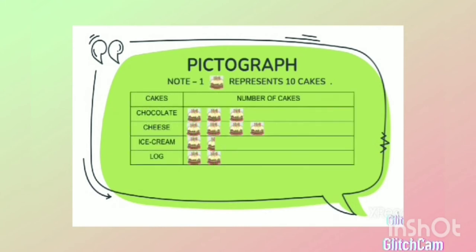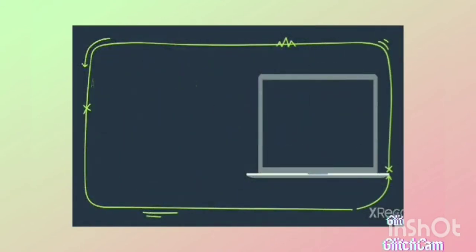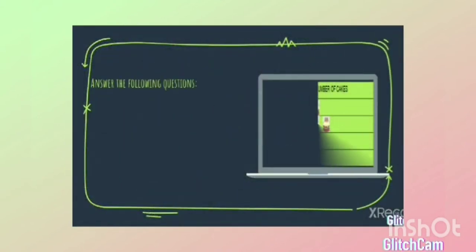Here there are 30 chocolate cakes, so we have to draw symbol of 3 cakes to represent 30 chocolate cakes. If you observe carefully, you will notice that only 1.5 cake is drawn for ice cream cakes, as the total number of ice cream cakes are 15. For 5 cakes, only symbol of half cake will be drawn. Now we have to read the pictograph and answer the following questions.